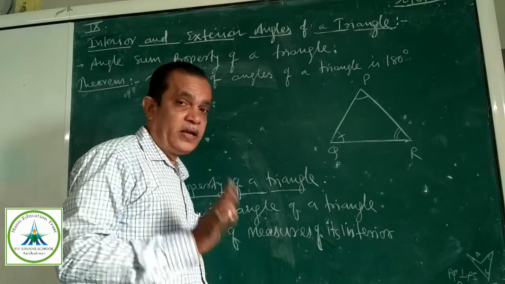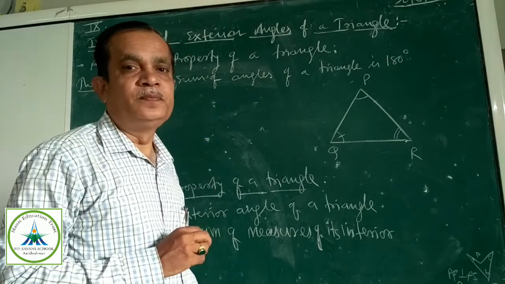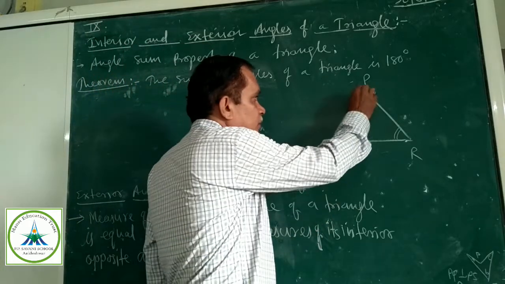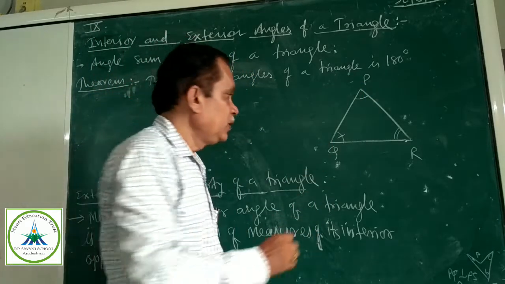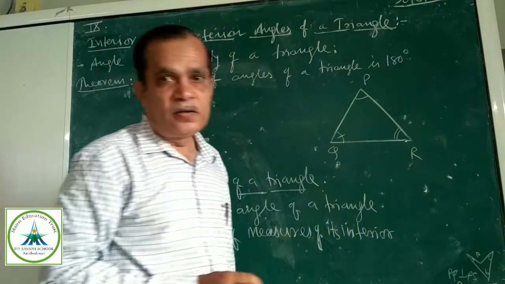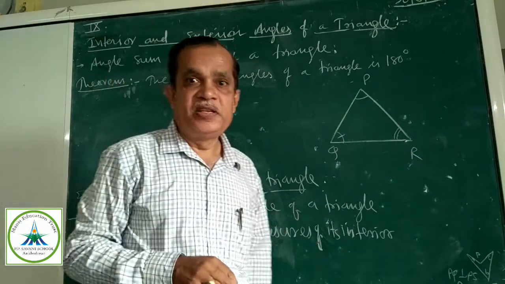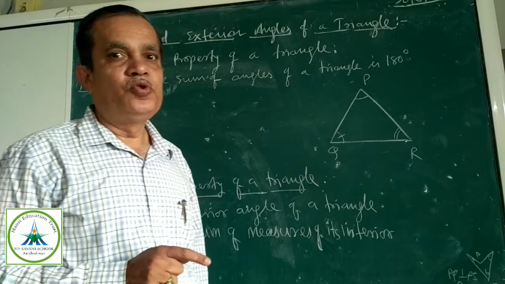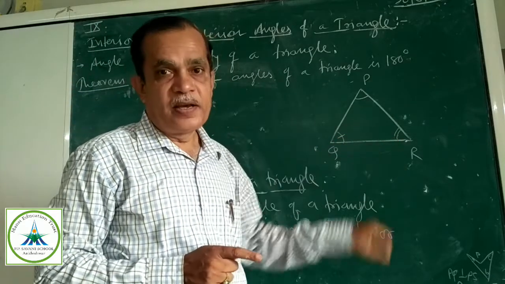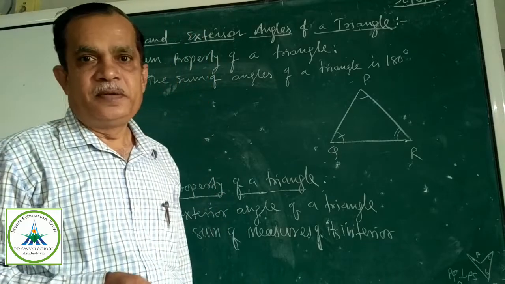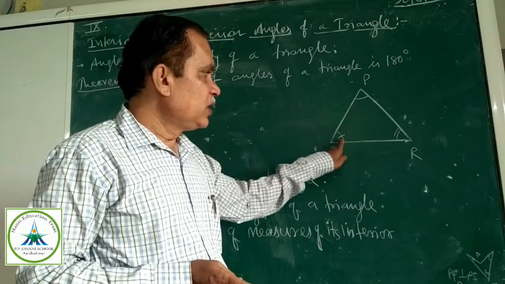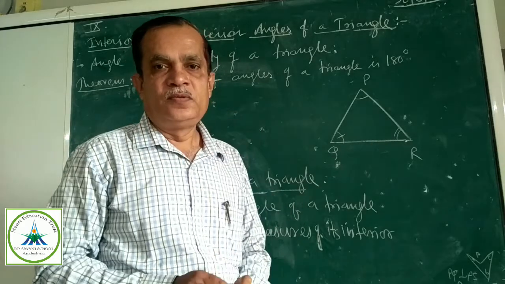And practically, by using a protractor, if we measure angle P, measure angle Q, measure angle R, and add all three measures, we always find that the sum of measures of all three angles of a triangle is equal to 180 degrees. That is called the angle sum property of a triangle, right?